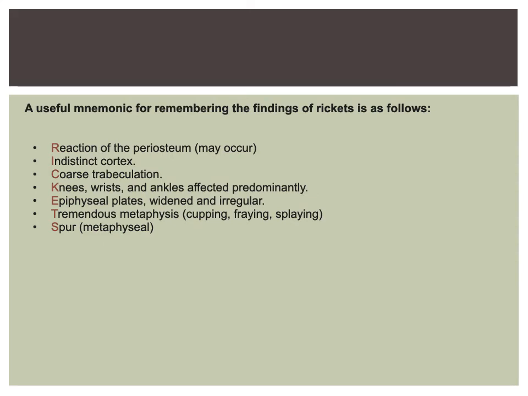A helpful mnemonic for remembering the X-ray findings of rickets is RICKETS. The R stands for reaction of the periosteum, the I for indistinct cortex, the C for coarse trabeculation, while K for knee, wrist, ankle, which are affected predominantly. E stands for epiphyseal plate widening and irregularity, while T for tremendous metaphyses, when the metaphyses show cupping, fraying, and splaying. And finally, S stands for metaphyseal spurs.